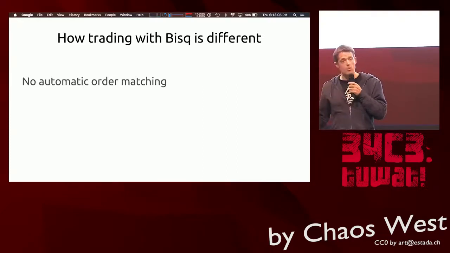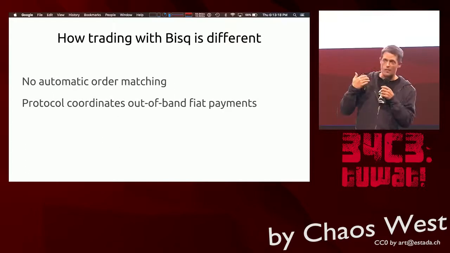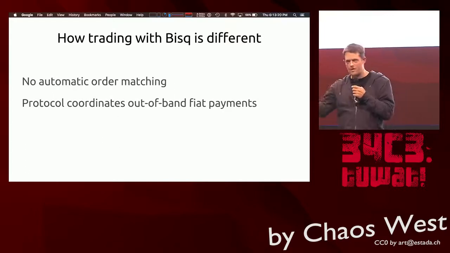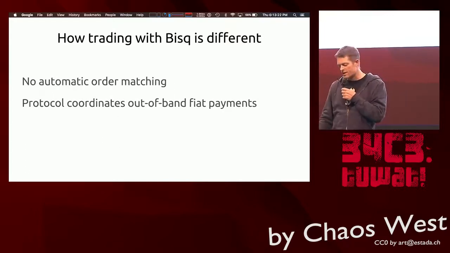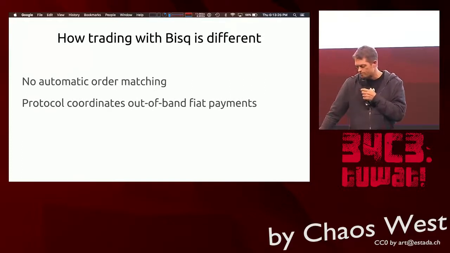So Bisq doesn't work that way, right? It's purely peer-to-peer. You're looking for some particular person's offer to sell, or they're going to take your offer to buy, or whatever it is. So no automatic order matching. The Bisq protocol, like I mentioned, coordinates out-of-band fiat payments. So like I said, you're going to have to go log into your banking website or whatever other payment method you two have agreed on.